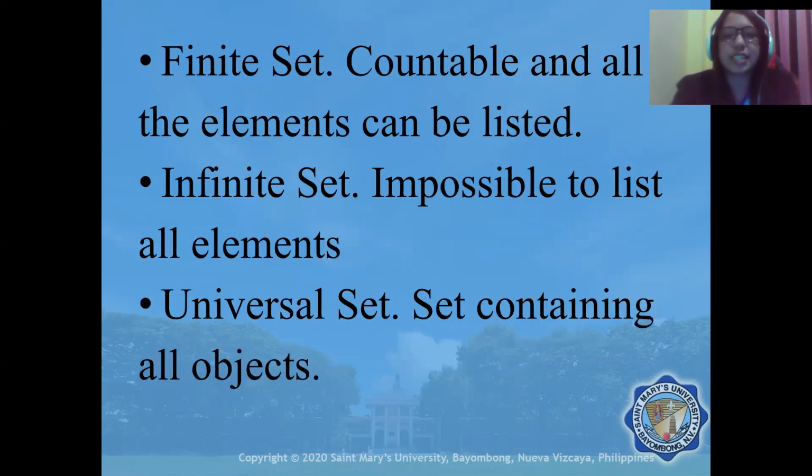While for an infinite set, it is impossible to list all elements. For example, if set A is the set of all real numbers, it's difficult to write all the real numbers because it's infinite. So it is considered an infinite set. For the next one, we have the universal set. It is a set containing all objects.